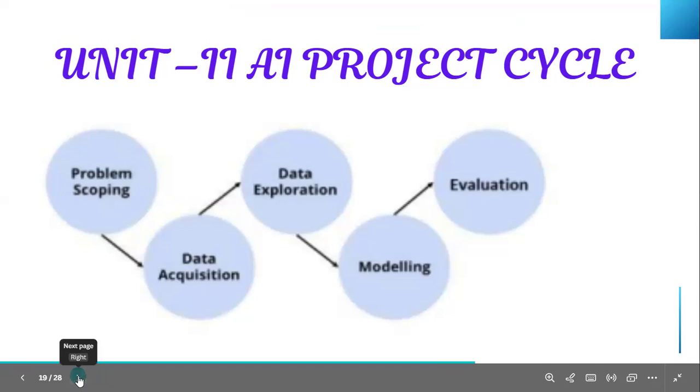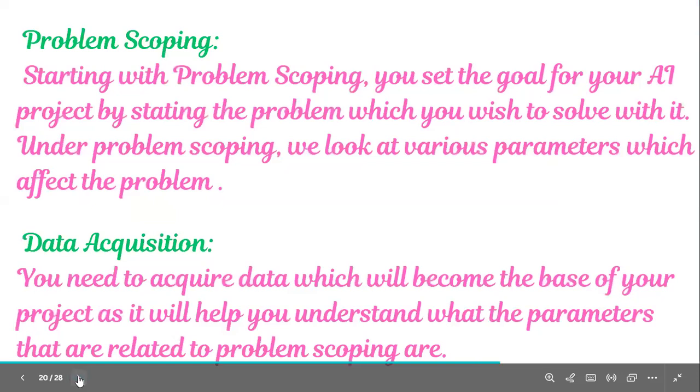So first we will start with problem scoping. What is problem scoping? Problem scoping is the first stage of the AI project cycle. Here we are going to solve a problem. We will identify what the problem is and come up with a solution for that problem. That is problem scoping. Starting with problem scoping, you set the goal for your AI project by stating the problem which you wish to solve with it.